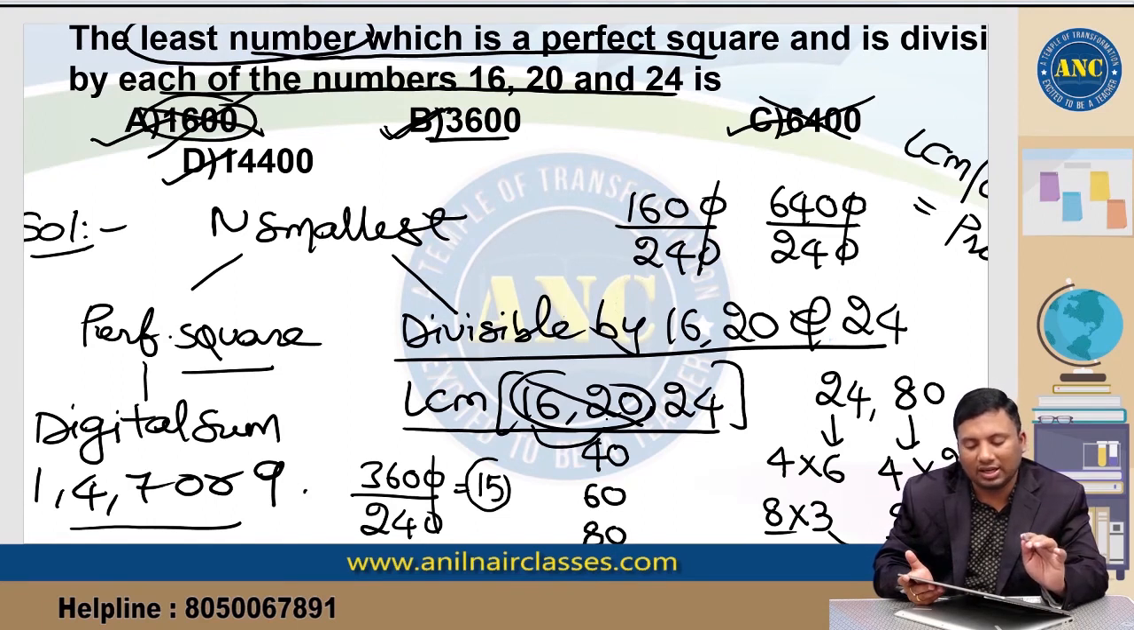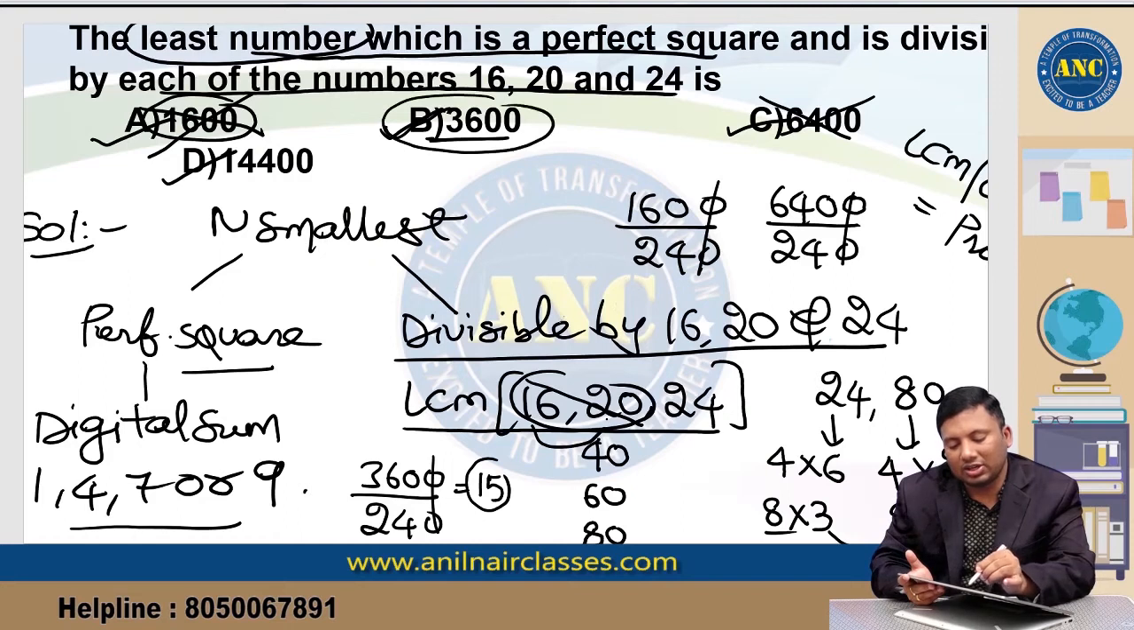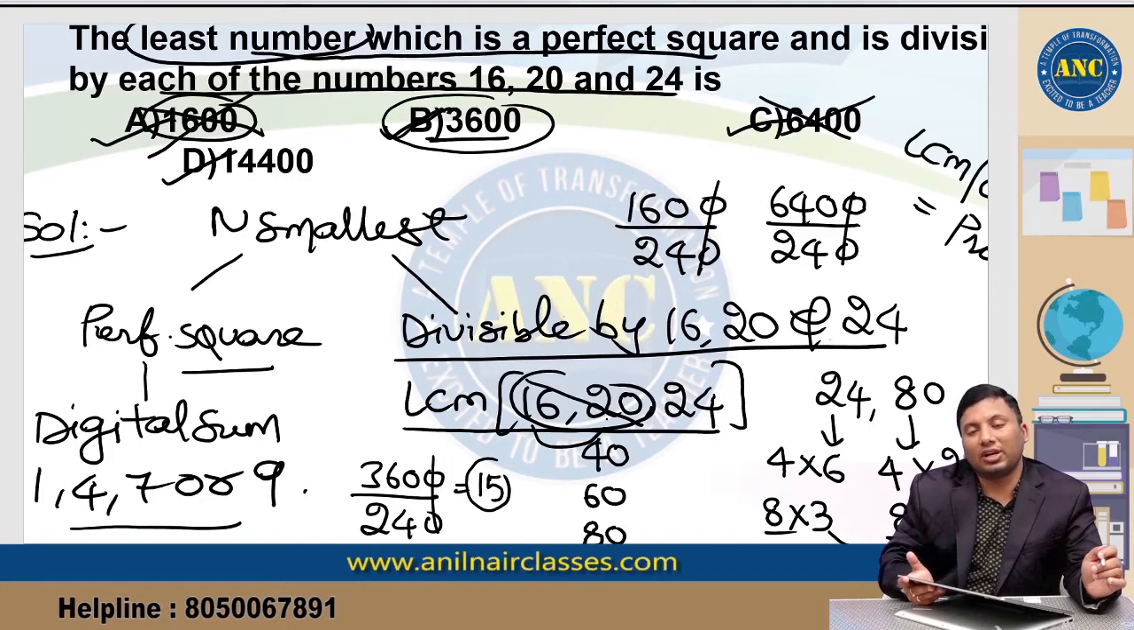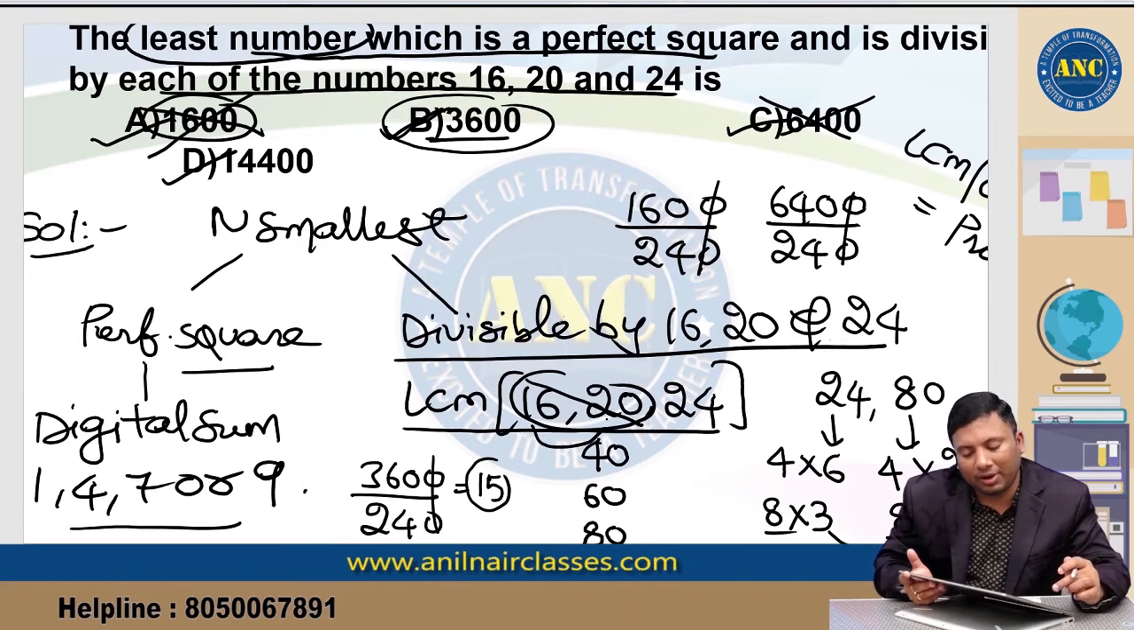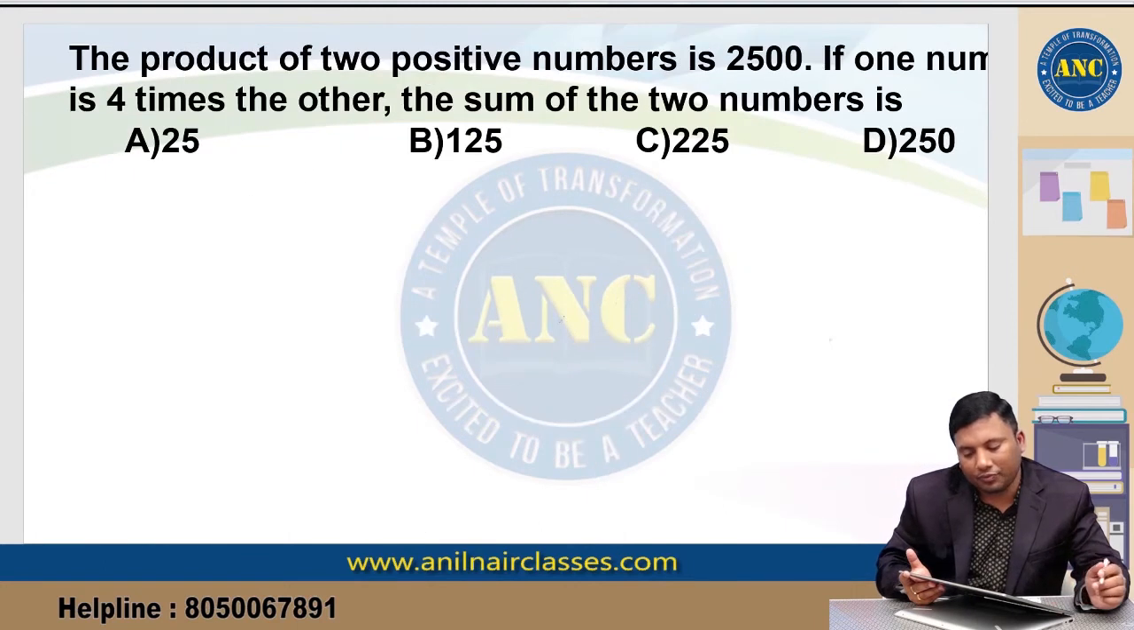I hope the idea is clear. This 3600 should be divisible by 16, 20, 24 and it should be a perfect square. Because it's the smallest number, that itself is the answer, because it is 60 whole square.